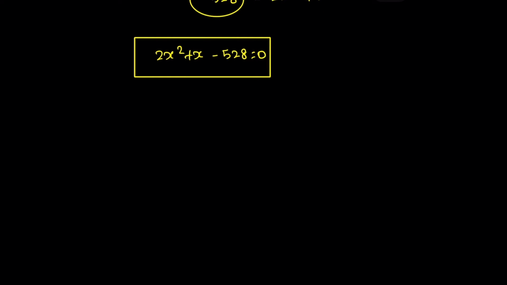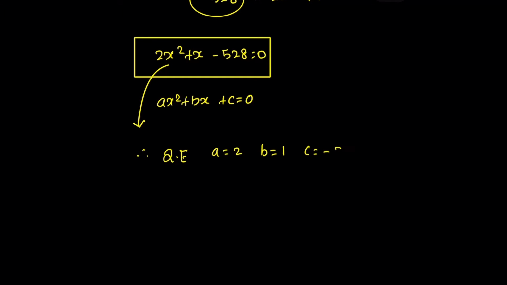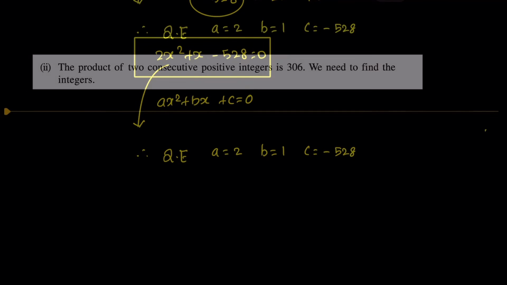So this part is similar to ax square plus bx plus c is equal to 0 format. Then the maximum power is also 2. So this is a quadratic equation. And the value of a is equal to 2, b is equal to 1, and c is equal to minus 528.